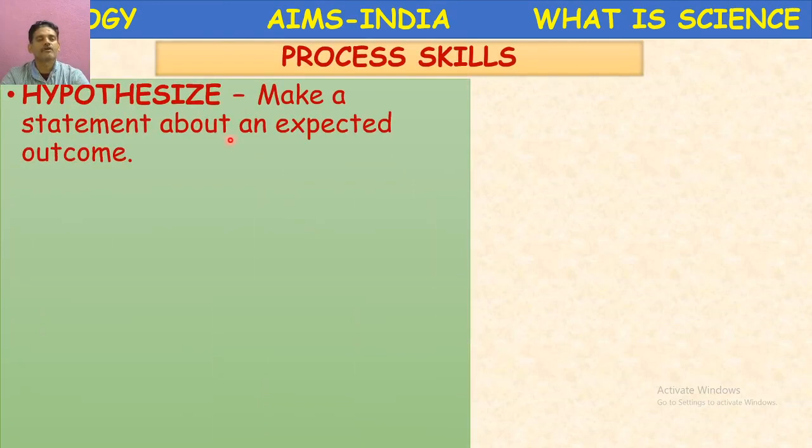Next process skill, hypothesize. How to hypothesize? First observation, then you have to hypothesize. What is a hypothesis? Make a statement about an expected outcome. Now inference, the result has come. So make a statement about an expected outcome. That statement, making a statement, is called a hypothesis. It may be stated in one statement or a group of statements which give complete meaning. So that process skill is called hypothesize.